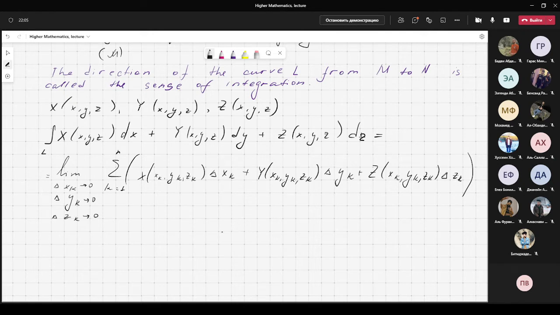The letter L under the integral sign indicates that the integration is performed along the curve L. We note two properties of a line integral. Property 1. A line integral is determined by the element of integration, the form of the curve of integration, and the sense of integration.